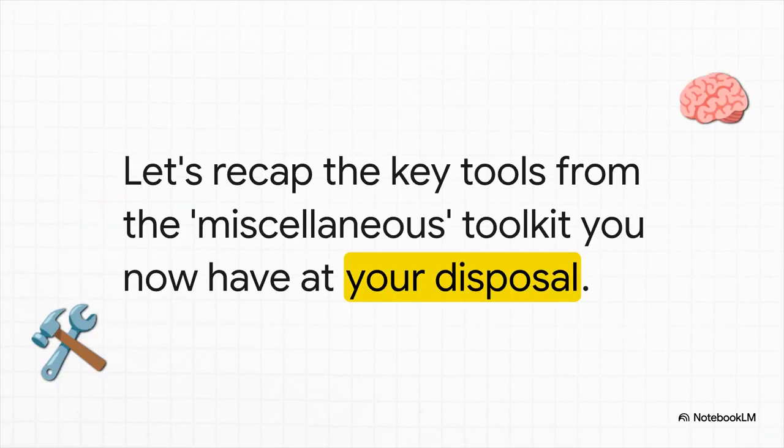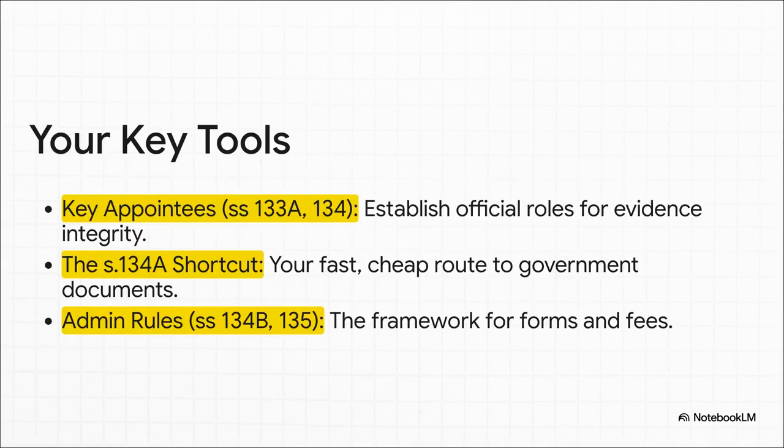So there you have it. We've just unpacked that miscellaneous toolkit that, let's be honest, most people just skim over. So let's do a quick recap of the key tools you now have ready to go. First, you've got the key appointees, like the DNA analysts and the government printer. Their roles are absolutely fundamental to the integrity of evidence. Second, and probably the most powerful tool, you've got the Section 134A shortcut, your fast, cheap way to get key government documents in civil cases. And finally, you have the administrative roles, the background players that provide the forms and fee structures that make the whole system run smoothly.